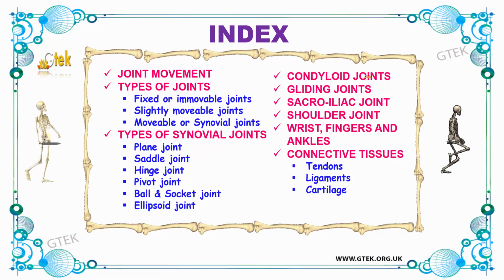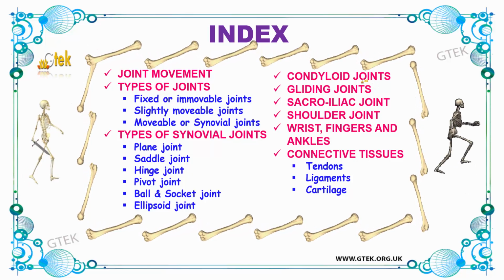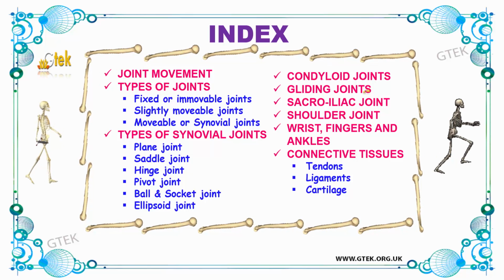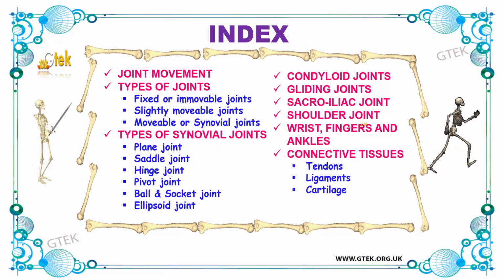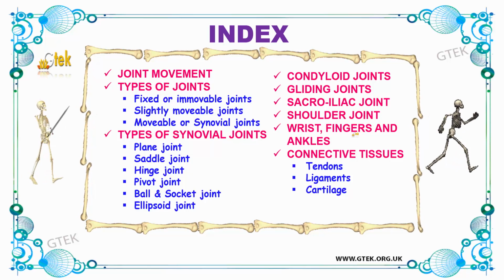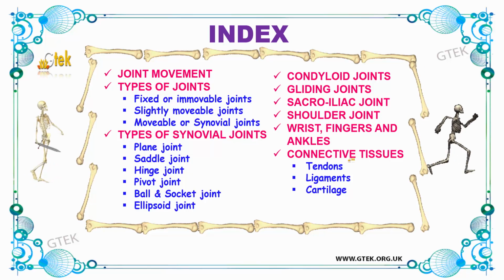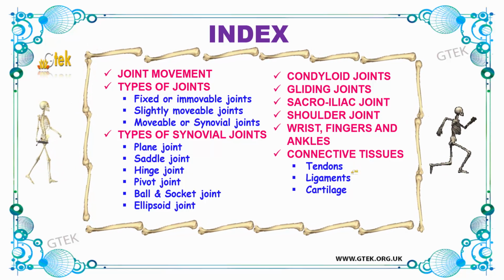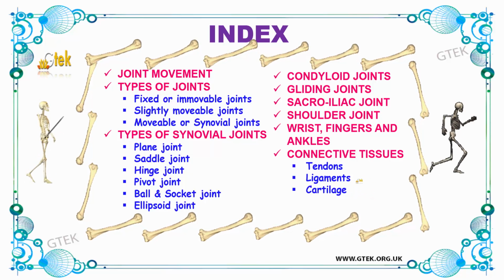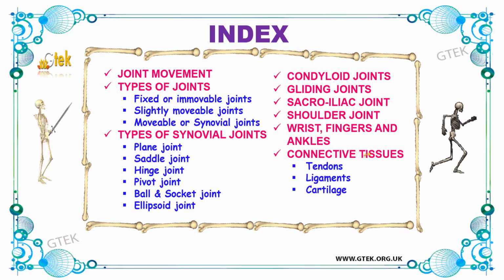Our next topic is condyloid joints, gliding joints, sacroiliac joints, shoulder joint, wrist, fingers and ankles. Then we have the connective tissues, in which we will be studying about tendons, ligaments and cartilage. So let us see.